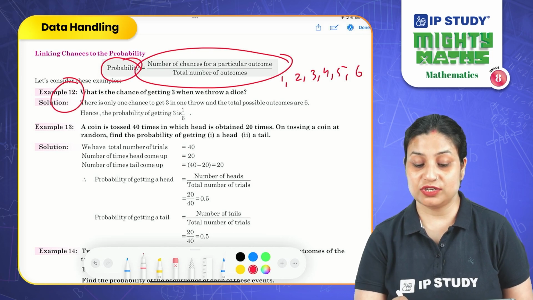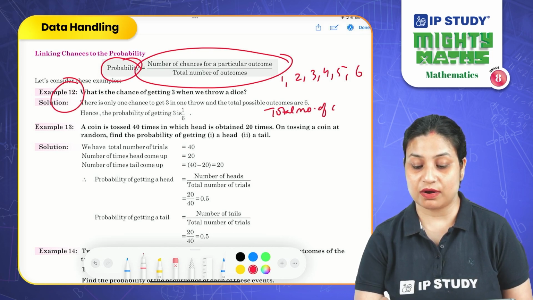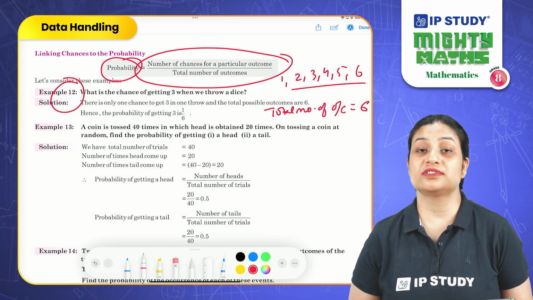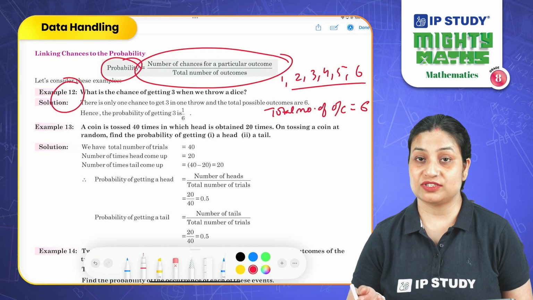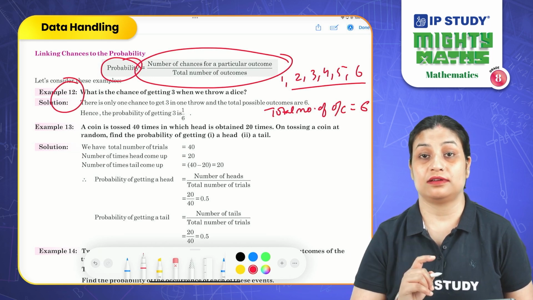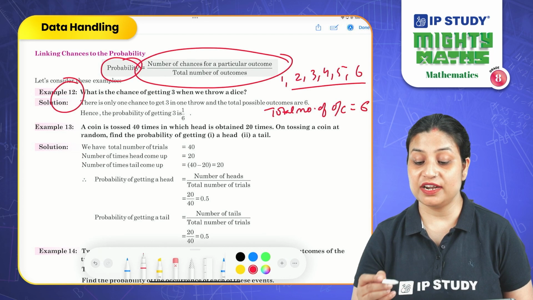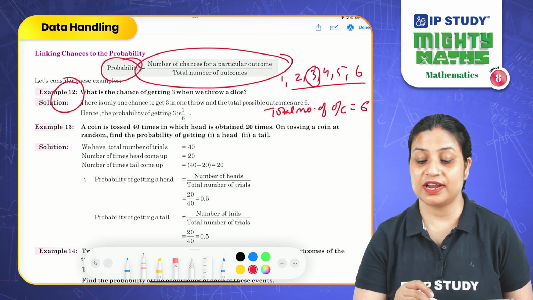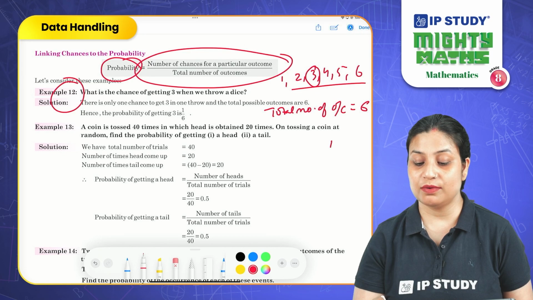So, what is the total number of outcomes we have? How many outcomes do we have? We have 6 outcomes. Suppose I ask you, a die is thrown, and what is the probability that you will get a 3? Number 3. So, how many times can I see a number 3 on a dice? I can see it only one time, right? So, what is the probability? 1 divided by 6 for this, right?